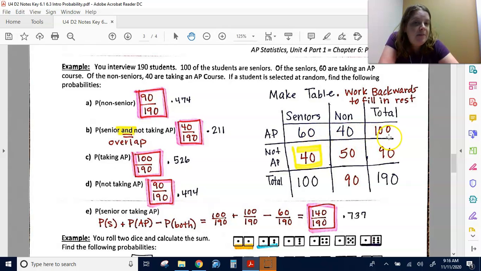Well, 60 plus 40 must be 100. So this number right below it has to be 90, and 40 plus 50 would be 90, and now I can fill in the rest of these spots. Okay, what's the probability of a non-senior then? That would be 90 out of 190.